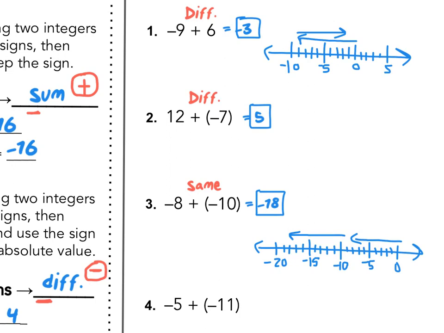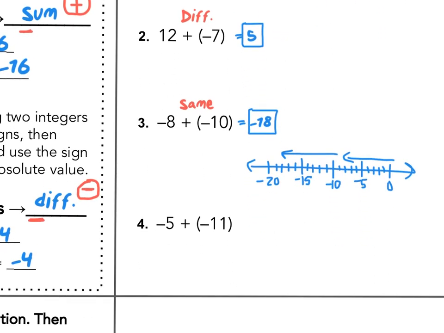Okay, so now let's take a look at the last problem, number 4. We have negative 5 plus negative 11, and they are the same sign. So let's write same at the top. And now we're going to add the two numbers because they have the same signs. We find the sum, and then we keep the sign. So negative 5 plus negative 11 is negative 16.